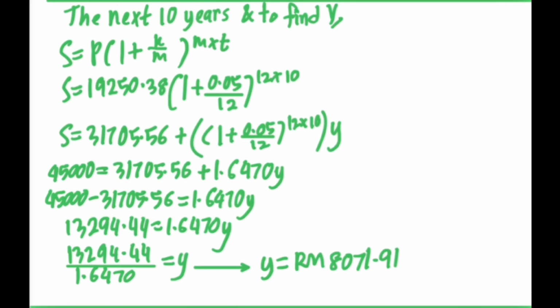Next, S is 45,000 ringgit. So put 45,000 and equals to the total that I got just now, which is 31,705 and 56 cents plus the total that I got from the new calculation that I did just now, which is 1.6407Y. And to find Y, I am going to solve using the usual calculation. And what I got is Y equals to 8,071 ringgit Malaysia and 91 cents.